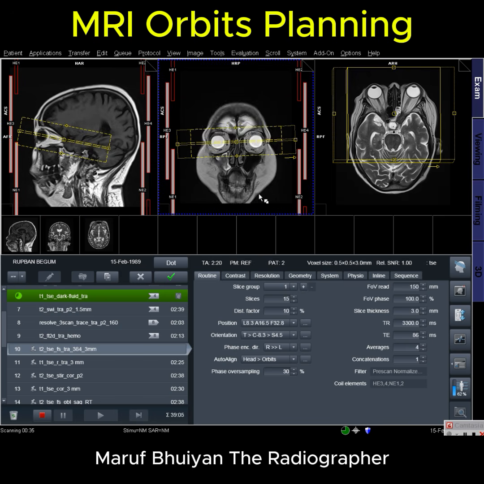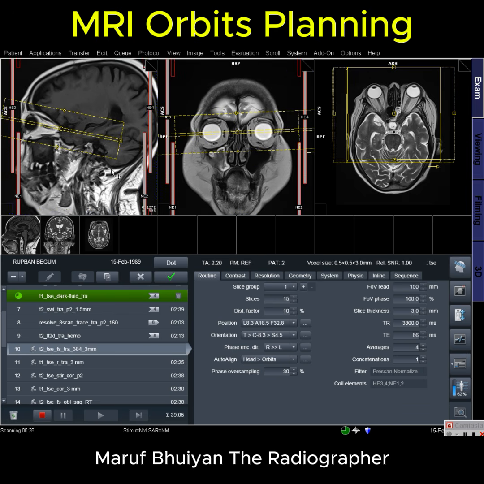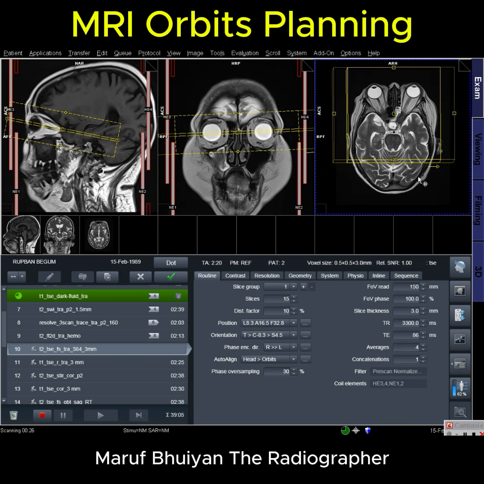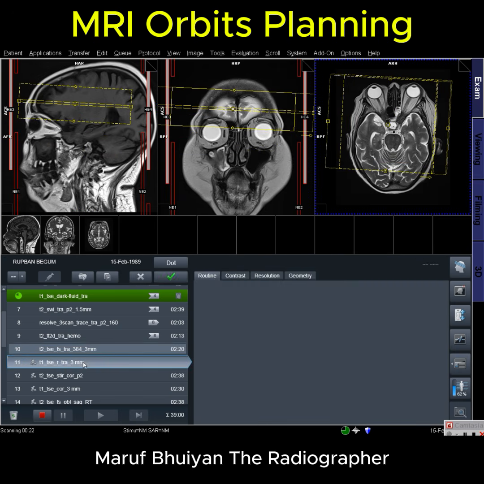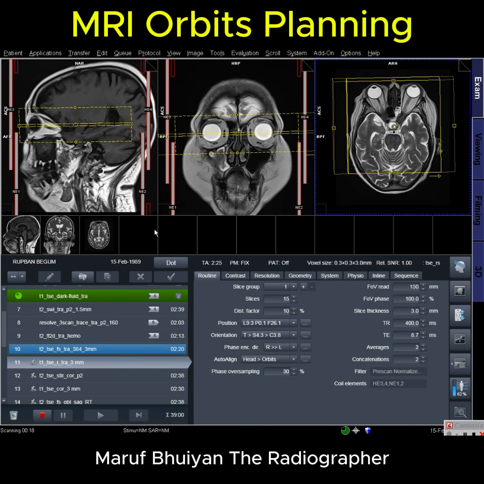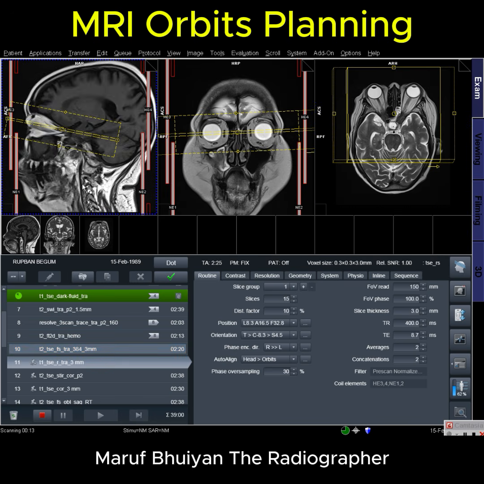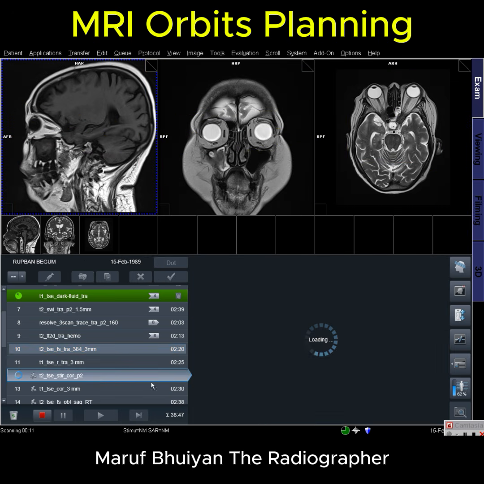And by changing the image, check the position of the slice over the orbit, and also on the coronal image the slices should be parallel to the orbital floor on both sides. And for the rest of the transverse protocols, copy the slice and saturation and then apply.